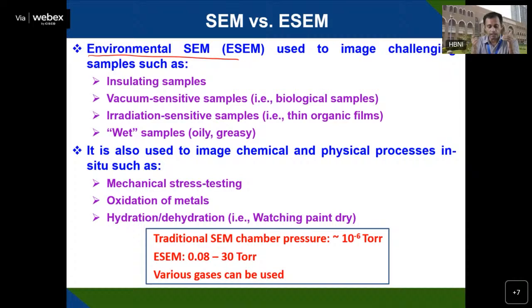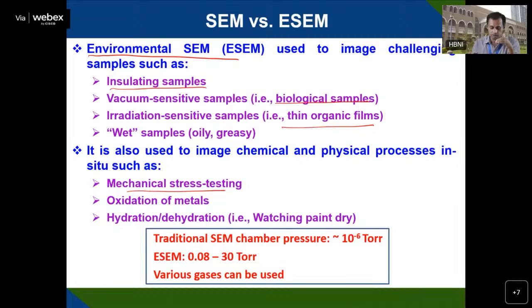These samples are vacuum sensitive, so in the environmental SEM you can work at low vacuum. You can see biological samples, inorganic films, or even wet samples. The principle is the same, only here the chamber is designed to maintain the low vacuum condition, giving better information on biological samples. It is used to image chemical and physical processes in situ, like mechanical stress and oxidation of metal, where the surface changes once the metal is oxidized. You can also see in situ hydration or dehydration processes.